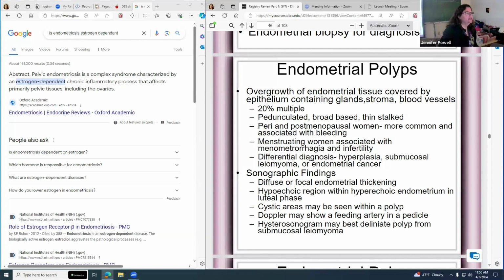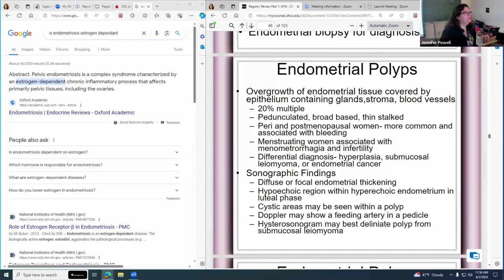When a woman comes in and says she's got heavy bleeding, and you do the ultrasound, my first thought is polyps or adenomyosis, or possibly endometriosis. So it's one of those differentials for that.